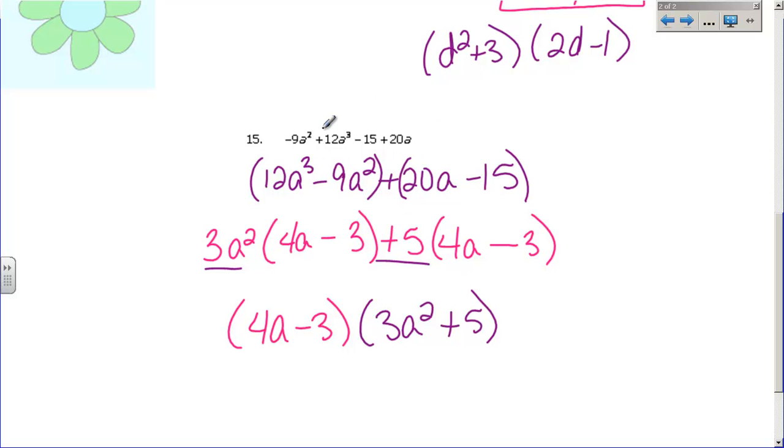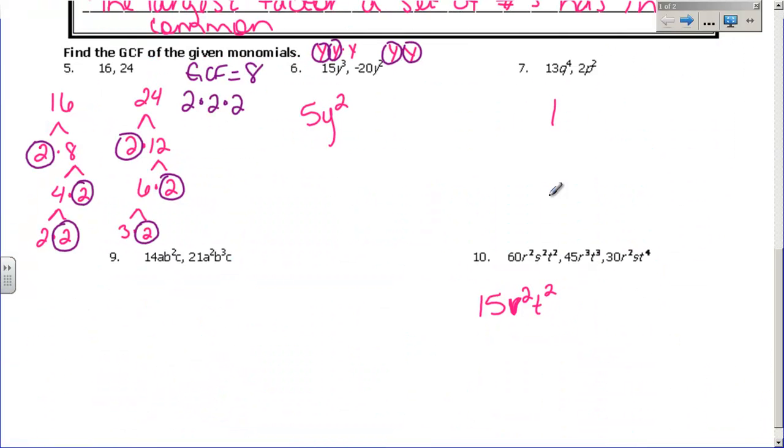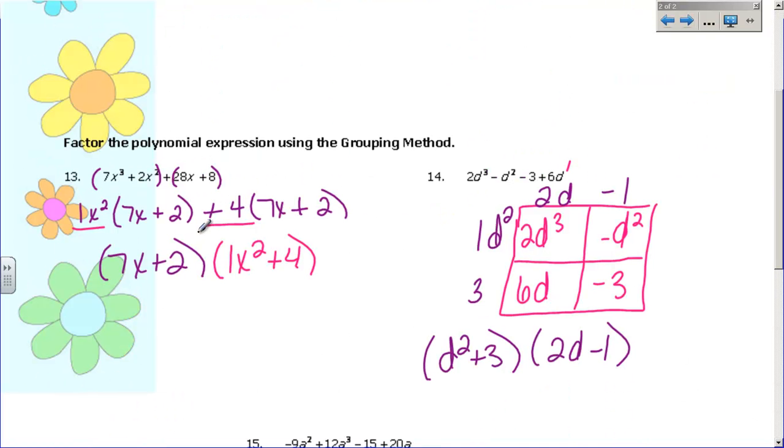So we have now done three things. We found the greatest common factor of some polynomials and monomials. Then we went and we factored using the greatest common factor, and then we factored 4 terms using either the grouping or the box method, and I don't care which method you choose.